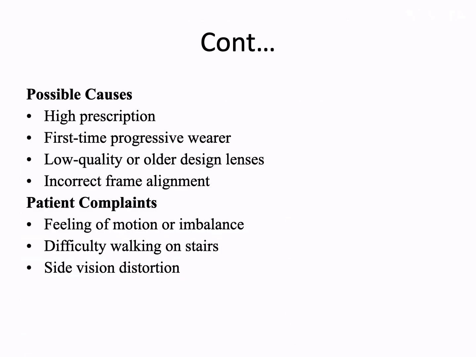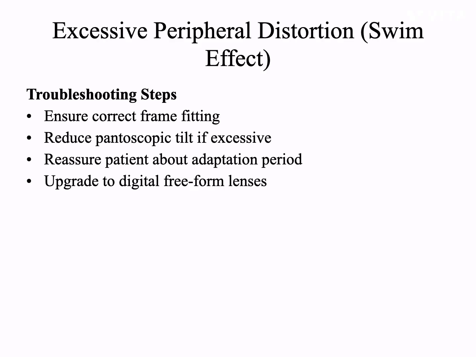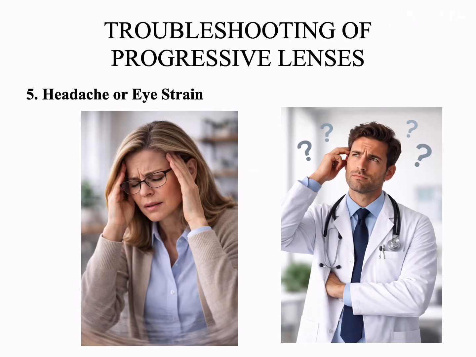Next, excessive peripheral distortion, the swim effect. And what could be the possible causes? High prescription, first-time progressive wearers, low-quality older design lenses, and incorrect frame alignment. Patients might complain of a feeling of motion or imbalance, difficulty walking on stairs, and side vision distortion. What could be the troubleshooting steps? Ensure correct frame fitting, reduce the pantoscopic tilt if excessive, reassure the patient about the adaptation period, and upgrade to digital freeform lenses.